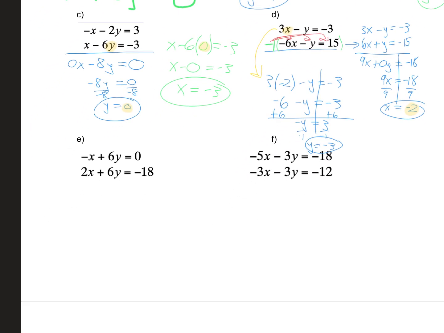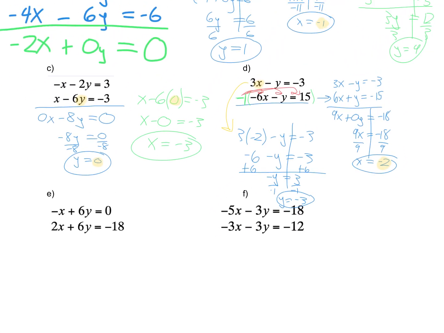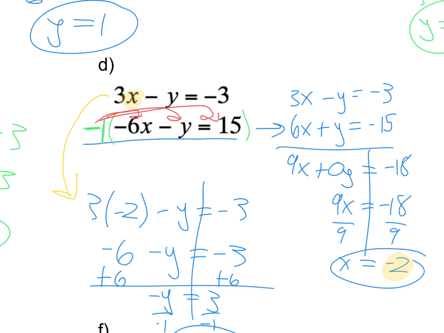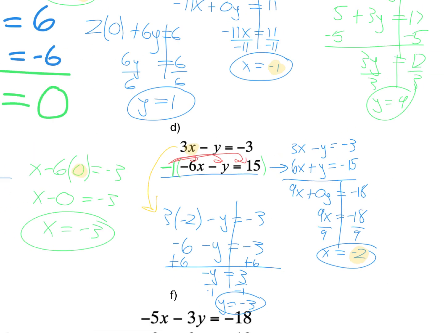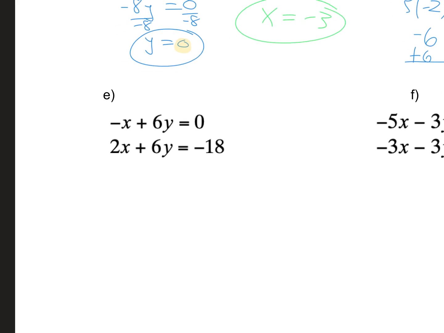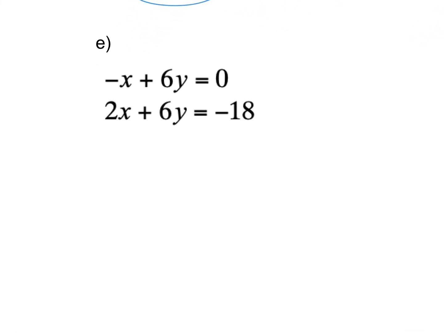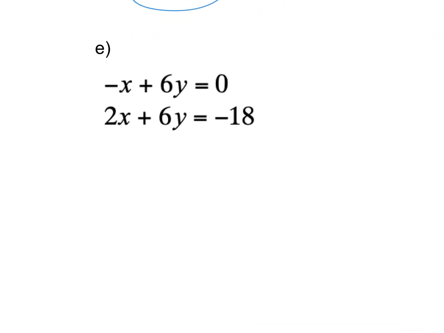All right. So in this example, we had to multiply one of the two equations by -1, which changed the sign of each term, and that allowed us to add them, and one of the variables combined to 0. Now, I want you to do problem E by yourself. You're going to have to do something similar.